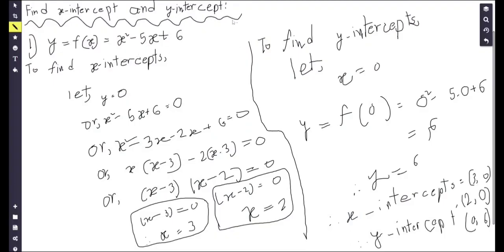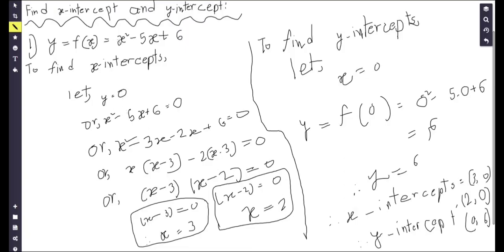Let's find x-intercepts and y-intercepts mathematically. Suppose a function is given: y = f(x) = x² - 5x + 6. Now find the x-intercepts and y-intercepts for this function. As we know, to find the x-intercepts we should consider y equal to 0, because on the x-axis the y-coordinate value is always 0. There is no y-coordinate variation, it's constantly 0. So if we want to find the x-intercepts, we first consider y equal to 0.